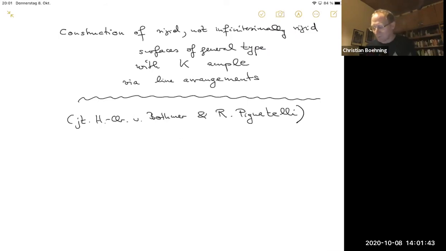That's a recent project with Hans Christian von Bothmer and Roberto Pignatelli that we started actually in lockdown. So it's somehow an instance of lockdown mathematics. We just started it for the fun of it.